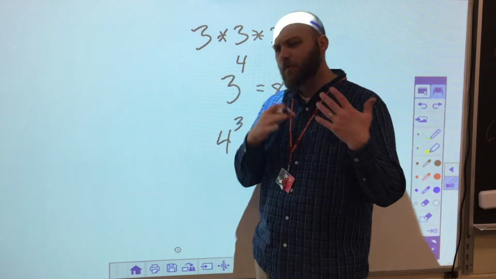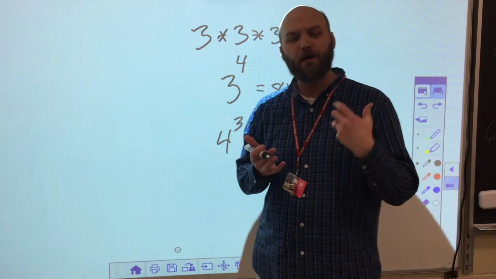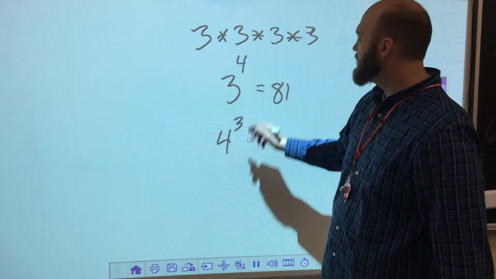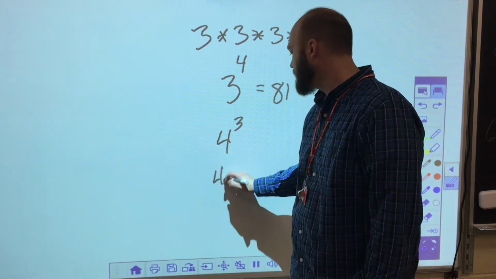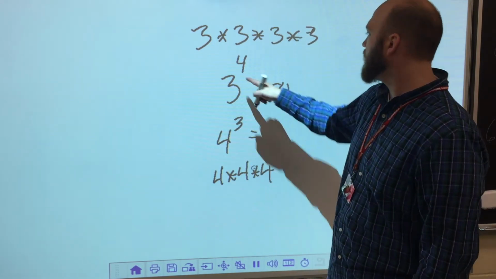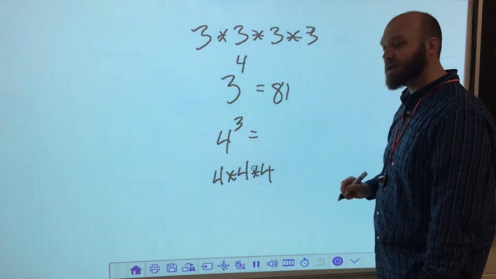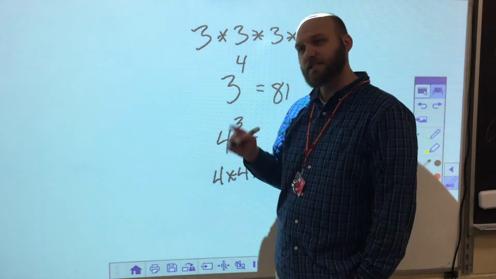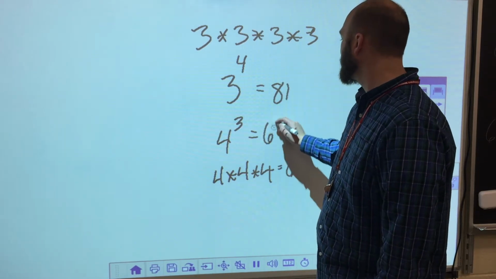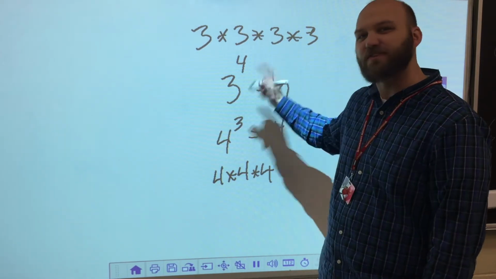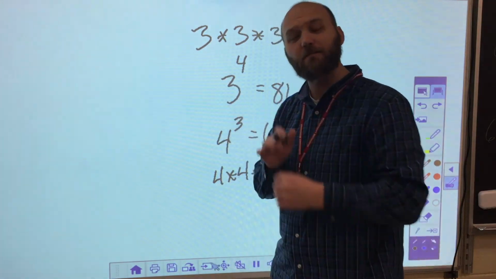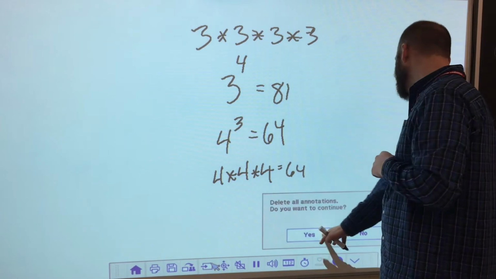Remember before, with our associative and commutative properties of multiplication, we can kind of mix these things up. I can't do that anymore, because this is 4 times 4 times 4. So if 3 to the fourth power is 81, 4 times 4 is 16, times another 4 is 64. So they are not the same thing. Okay, so I have a base, which is this number down here, that's my big number, and then I have an exponent on top of it.